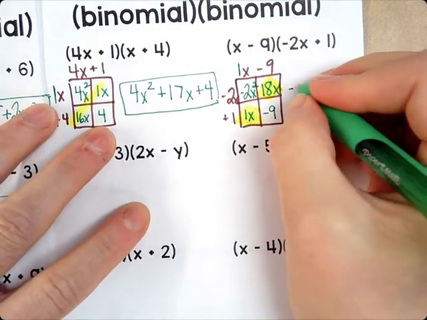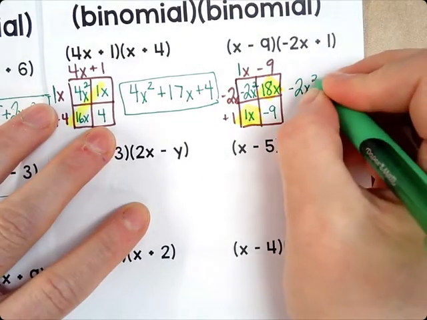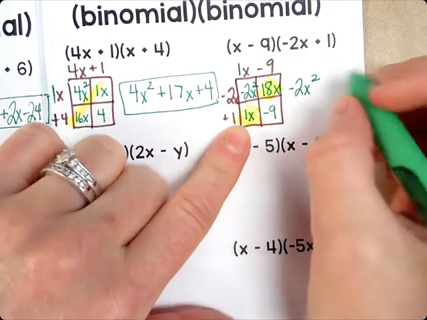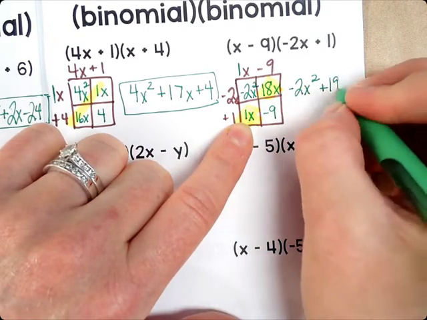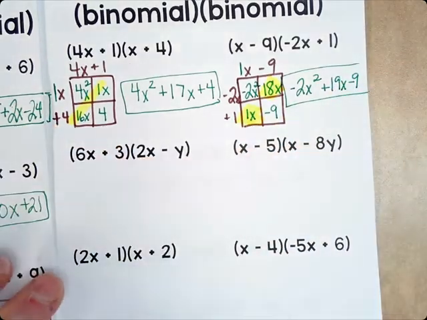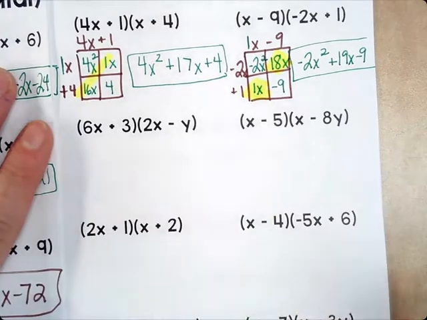Okay, so this would be negative 2x squared, 18x and 1x, x and then the minus 9. Okay, let's do this next one.